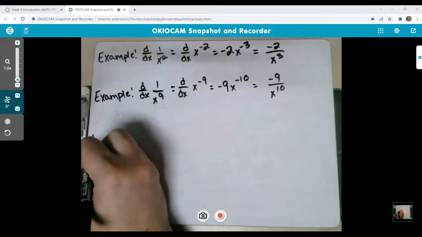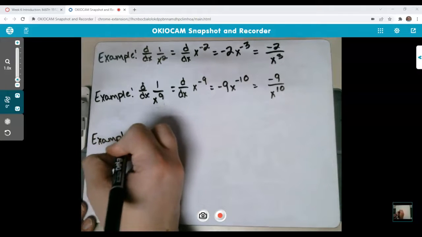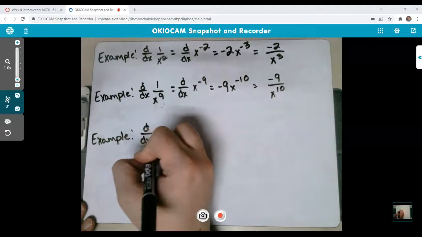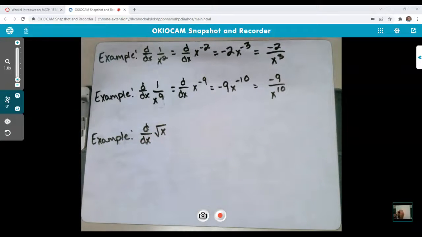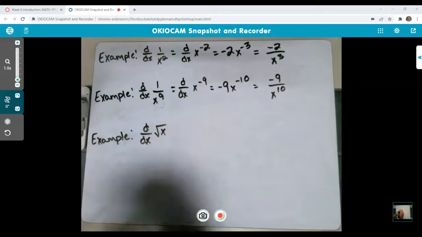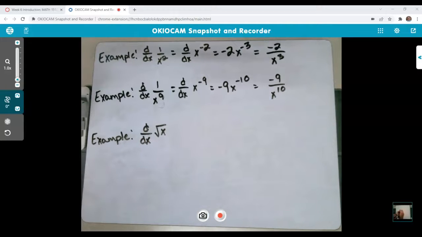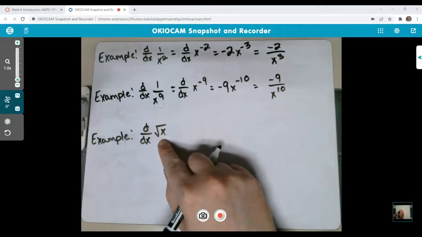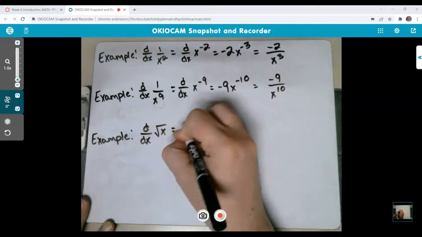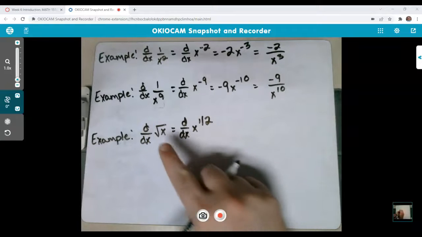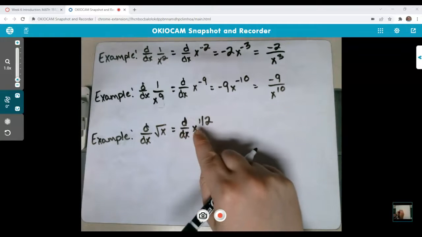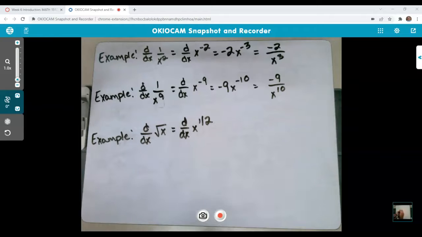Another example where it doesn't look like we can use the power rule, but we actually can, is when we do the derivative of something like the square root of x. Derivative of the square root of x. This is another one we actually did in section 3.2. So again, it doesn't look like I can use the power rule right now, but remember, having a square root is like having a power of 1 over 2. So I can rewrite the square root of x to be x to the power of 1/2. That's the same thing as the square root. So now it is x to a power, so I can use the power rule.